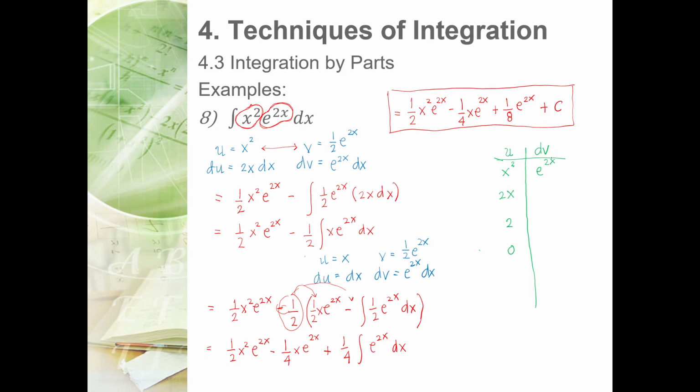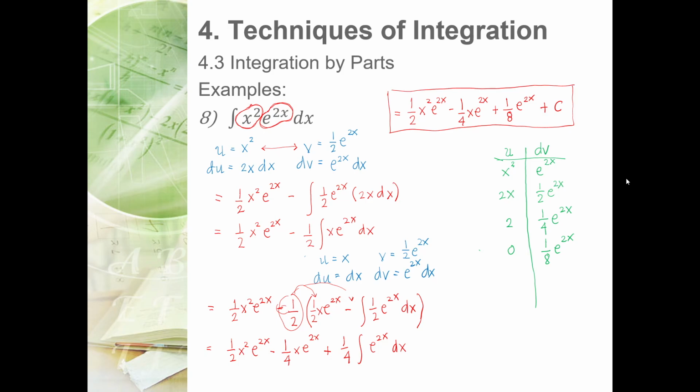So e raised to 2x. Integrating this will give you 1/2 e raised to the power of 2x. Then integrating the second line, including the 1/2, this would give you 1/4 e raised to the power of 2x. And then again, integrate the third line. So 1/4, then the integral of e to the power of 2x would give you 1/8 e raised to the power of 2x. So we stop here since the left side is already 0, di ba? So there's no use in continuing.